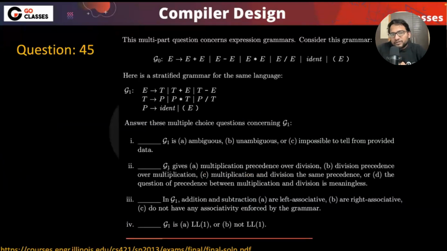Okay, we will come to that. First, tell me, using this grammar, is multiplication having higher precedence over division, or division having higher precedence, or do they have the same precedence? The question of precedence between them is meaningless. No. So tell me which one is having higher precedence. If this particular grammar is given, can you tell me which one has the higher precedence? They're asking multiplication and division.